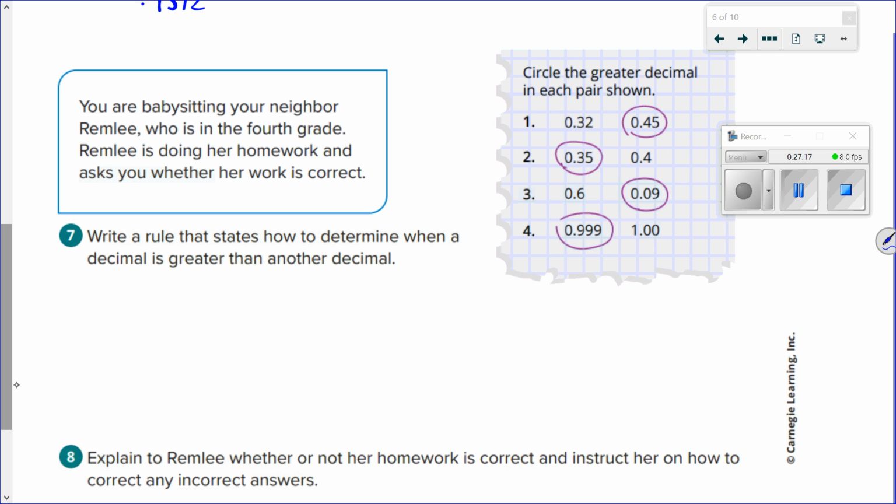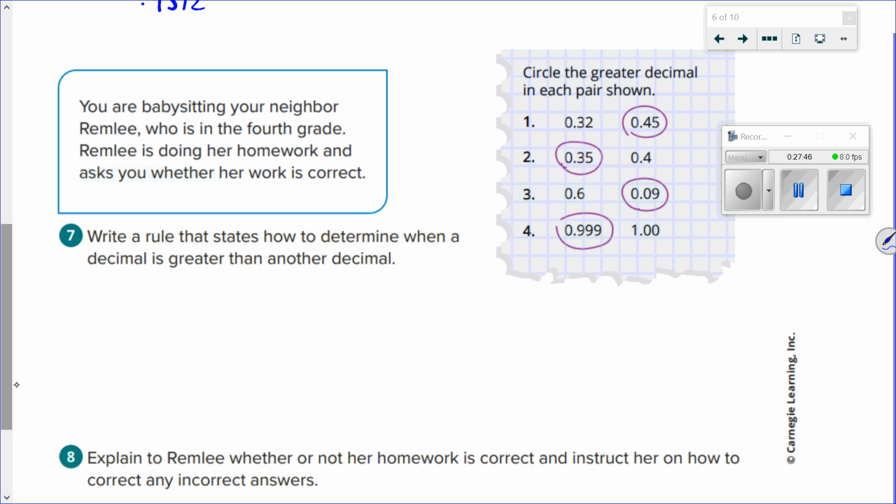So Liam, you don't think she did that right? You're supposed to be with us right now. You know where we're at? Okay, so did Remley get number 1 right? Right, but that's why you're supposed to be with us right now in class. Homework's done outside of class. So yes, number 1, she was correct.